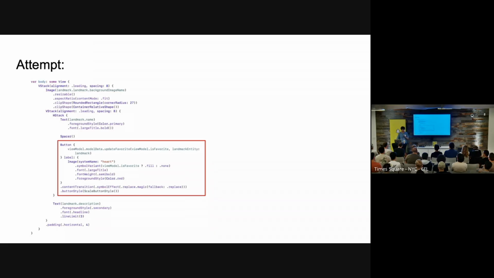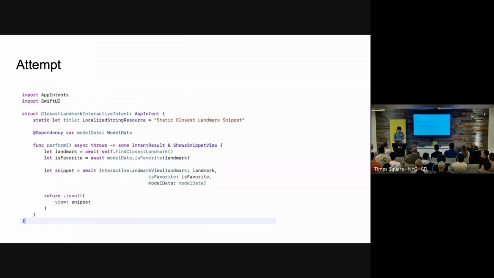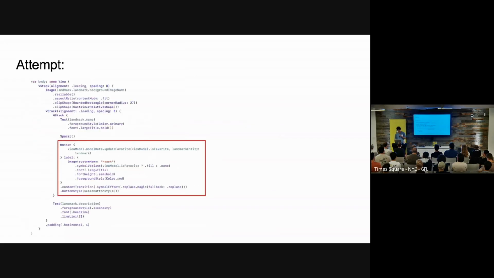Like you undertake an action. And then finally, you would pipe through what you need to do when you construct that view in the perform method of your app intent. You might think, hey, that totally works, right? Because I have a SwiftUI view, I have a view model, it should reactively update. Unfortunately, that's not how it works.